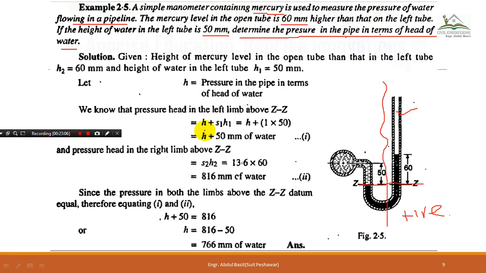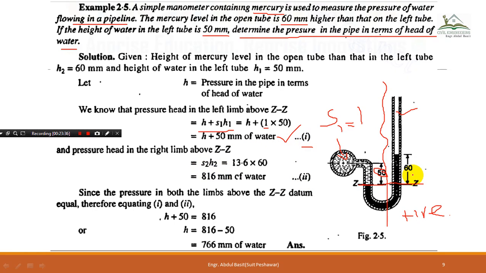So now you can see that we will use this equation for that. This is the situation in the left limb, H plus S1 H1. Here S1, as this is water, the specific gravity of water is 1, and H1 is 50. This is the situation in the left limb, so this is equation number 1 for you.